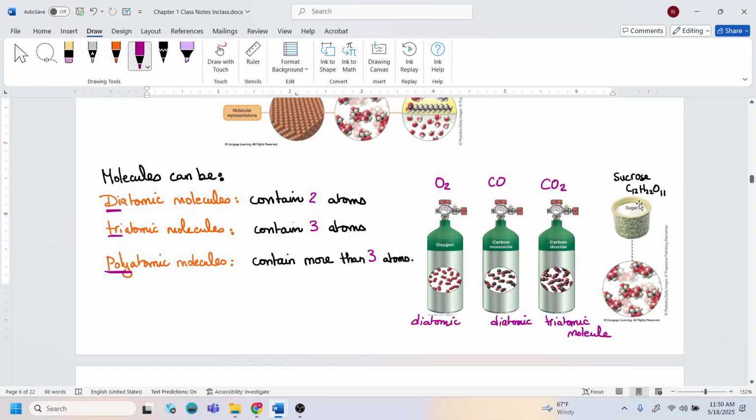And sucrose is a sugar, and sucrose is made up of 12 carbons, 22 hydrogens, and 11 oxygens. So this is a lot of atoms, and this is why we classify sucrose as a polyatomic molecule.